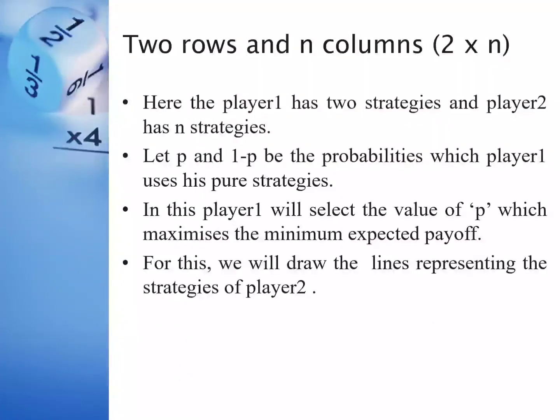The second step is, here player 1 has 2 strategies and player 2 has n strategies. Let p and 1 minus p be the probabilities with which player 1 uses his pure strategies. In this, player 1 will select the value of p which maximizes the minimum expected payoff. For this, we will draw the lines representing the strategies of player 2.